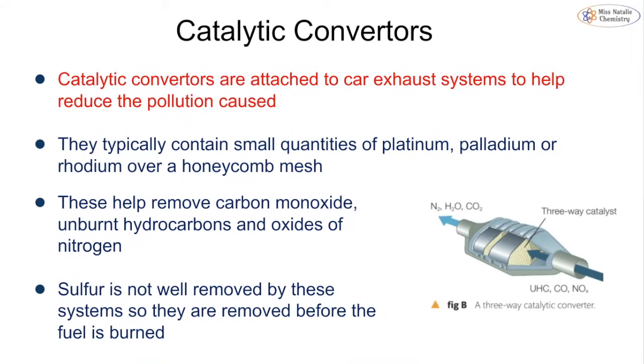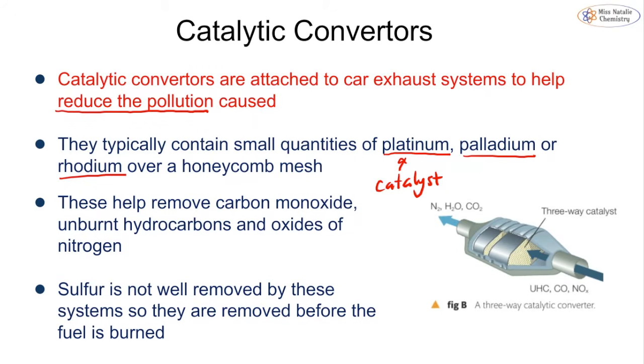Now, one way that we can overcome these issues is we can use something called a catalytic converter. And a catalytic converter is attached to the car exhaust system, and their sole purpose is to help reduce the pollution that comes out of the engine. Now, it cannot completely stop the pollution, of course, but if we can change some of these harmful gases that can be given off into harmless gases, then it works better for the atmosphere. So catalytic converters tend to be small quantities of platinum, palladium, or rhodium, which are transition metals, over a honeycomb mesh. And these are the parts that act as the catalyst.